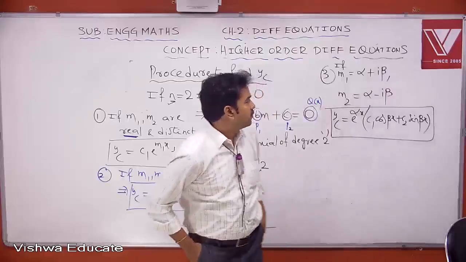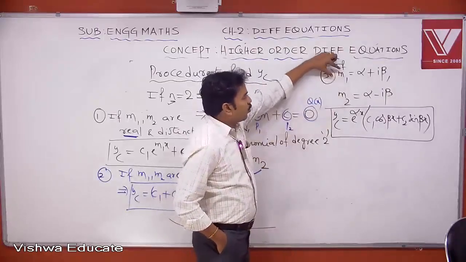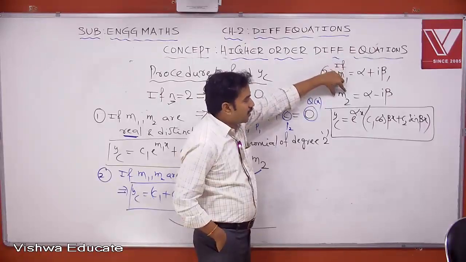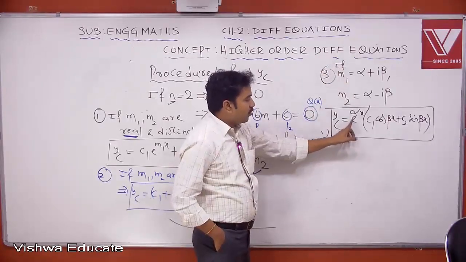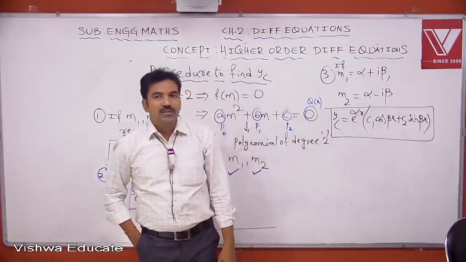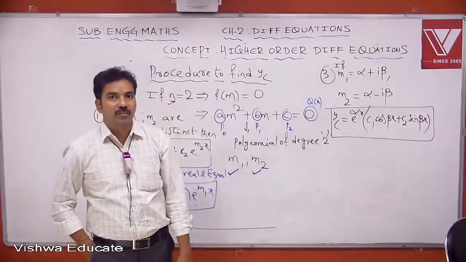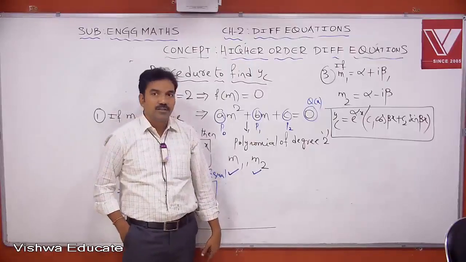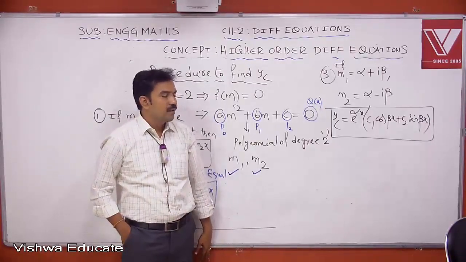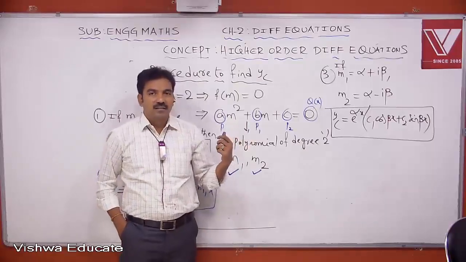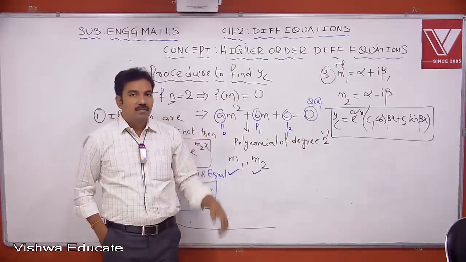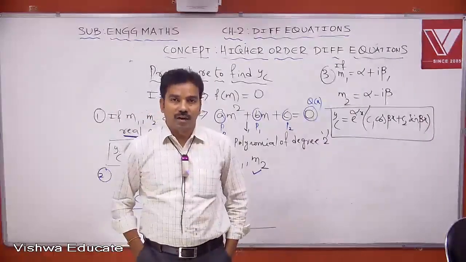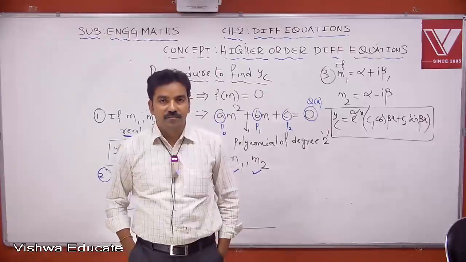Next, case 3. If m1 equals alpha plus i beta, m2 equals alpha minus i beta, then yc equals e power alpha x into c1 cos beta x plus c2 sin beta x. Highlight all the yc's in case 1, case 2, case 3, right? Where c1, c2 are constants.